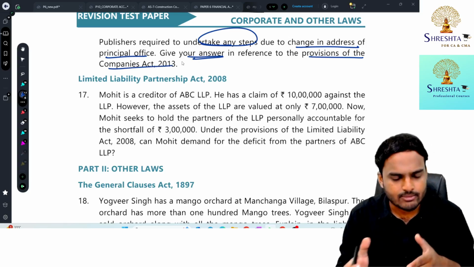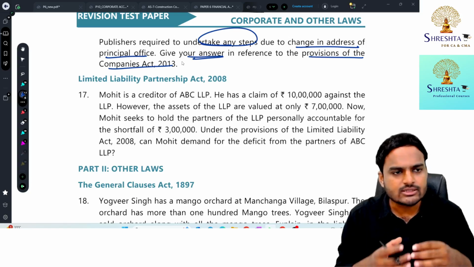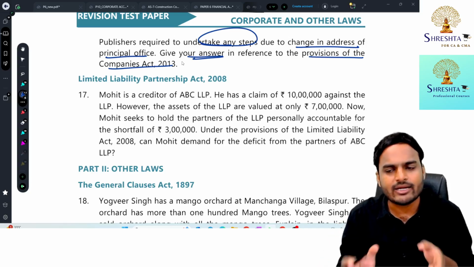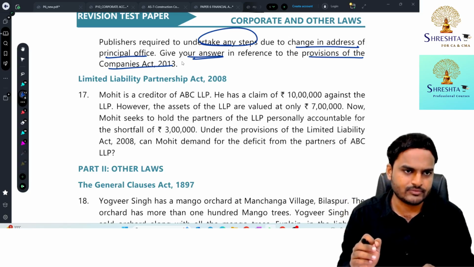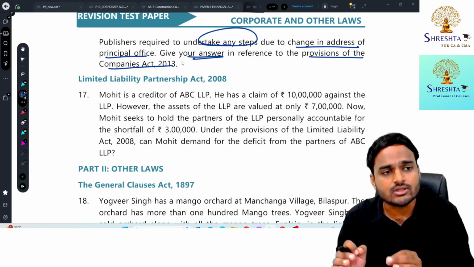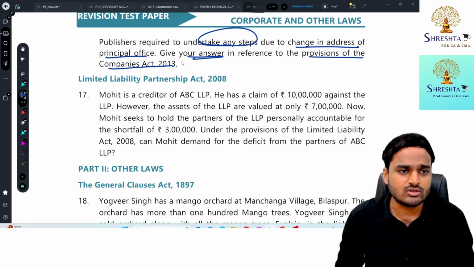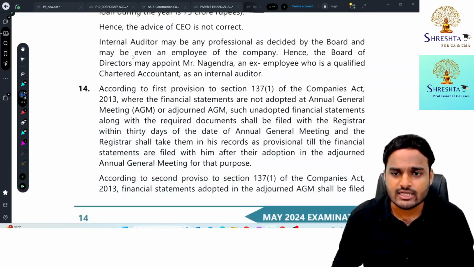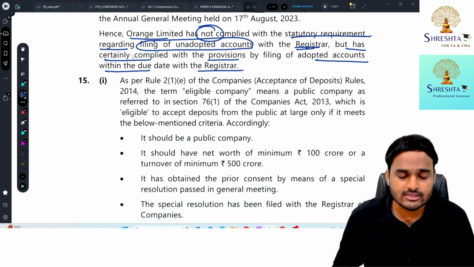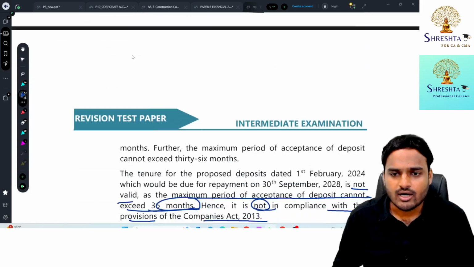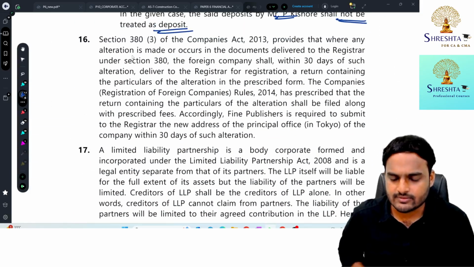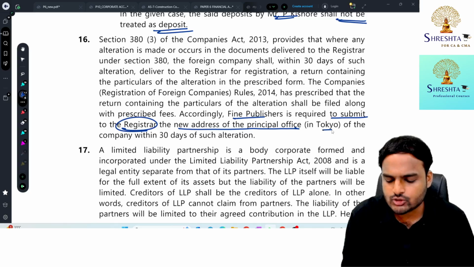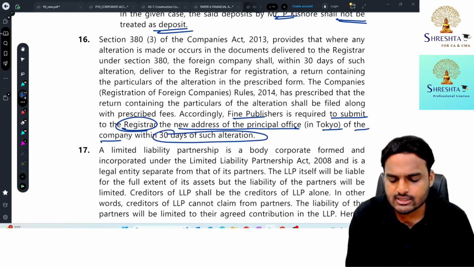If for the first time they are coming to India and starting business in India, within a stipulated period they have to furnish information to the ROC. And whatever changes happen in the information they filed previously, those changes shall also be filed with the ROC. Understood? So the answer is yes. The foreign company has to furnish the change of principal place address with the ROC. You can see the answer. Accordingly, Fine Publishers is required to submit to the registrar the new address of the principal office in Tokyo within 30 days of such alteration.